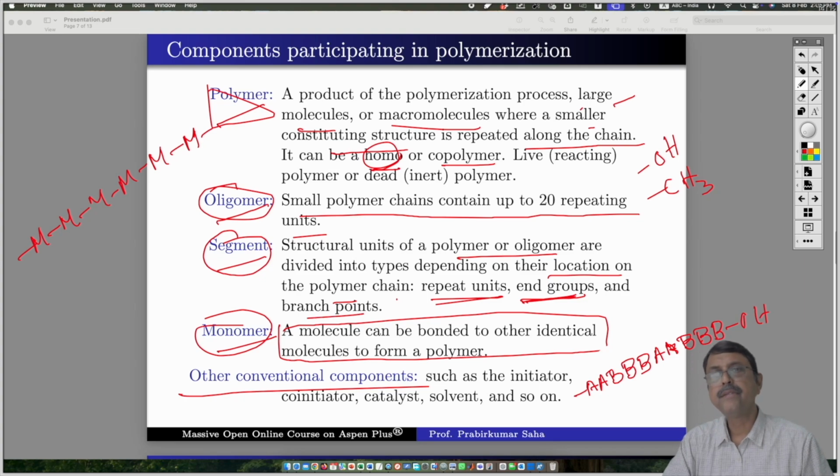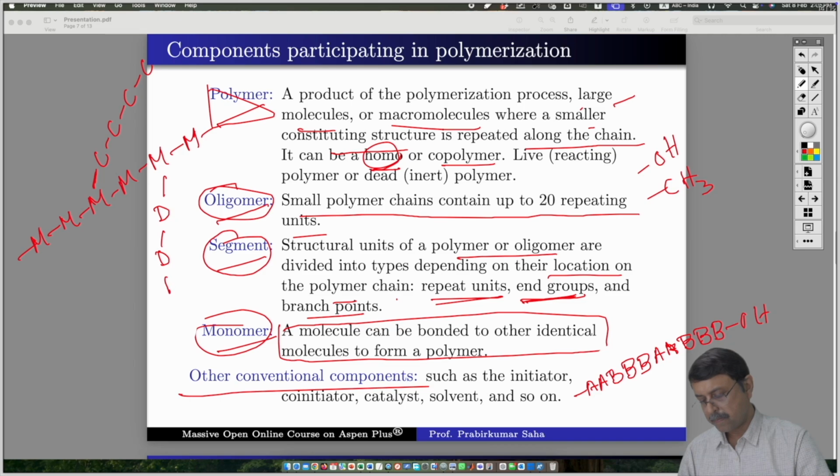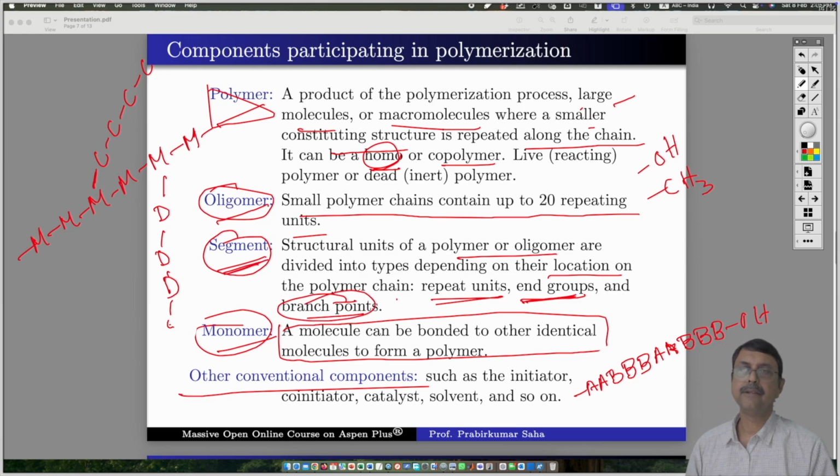And then branch points. It is not necessary that a polymer chain will only have the reactive sites at the end. The reactive sites can be at its branch also. Suppose this monomer may have a reactive site at its branch, and from that reactive site, another chain of monomers picks up. So it becomes a branching. So this may be a branch, this may be a branch, and so on. So these branching points also can be defined by the segment.